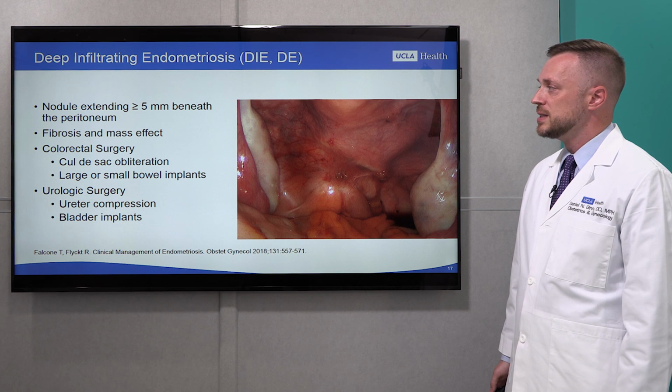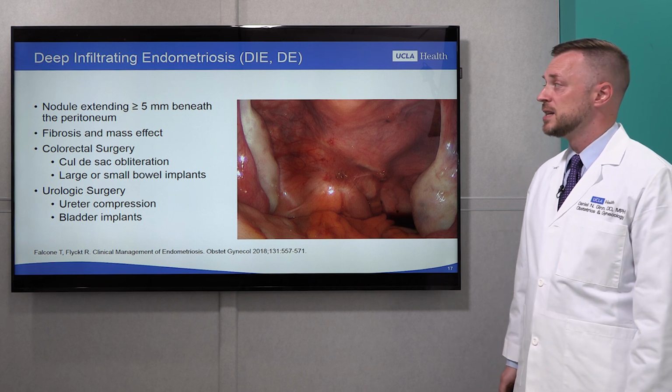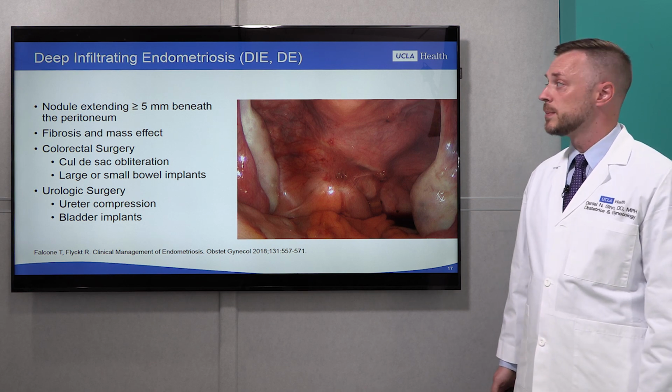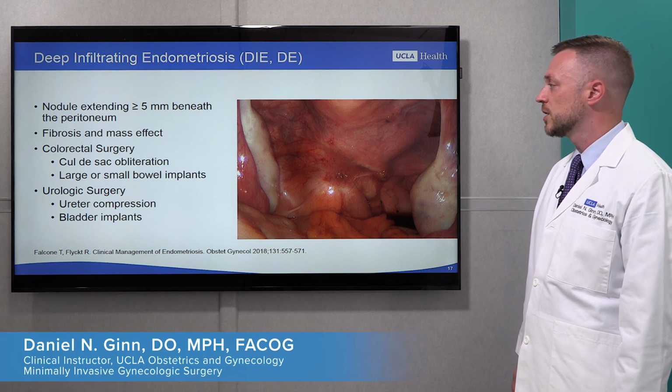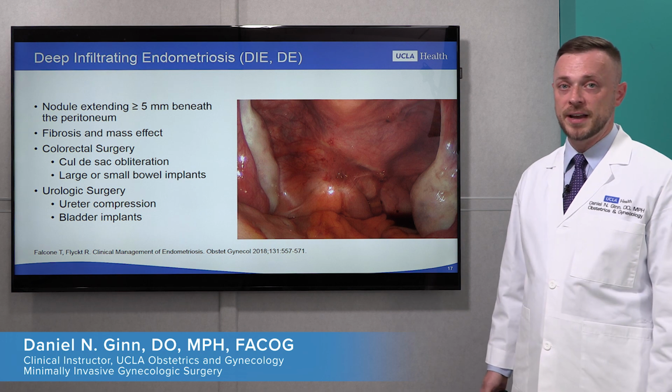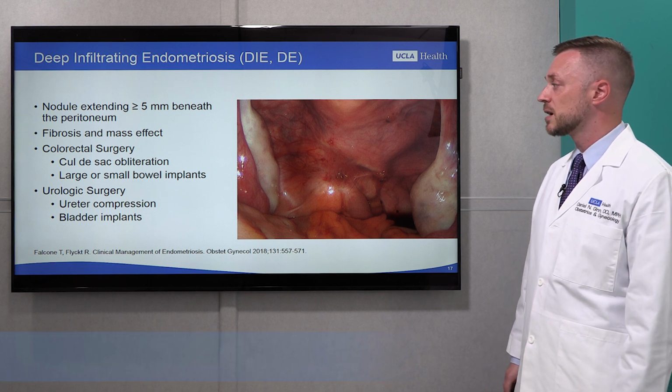What you see in all of these instances is a nodule that can extend greater than 5 millimeters deep. So that's a half a centimeter. Surgically, that's very deep. This can cause fibrosis to the area and a mass effect, meaning that all of these organs become stuck together.